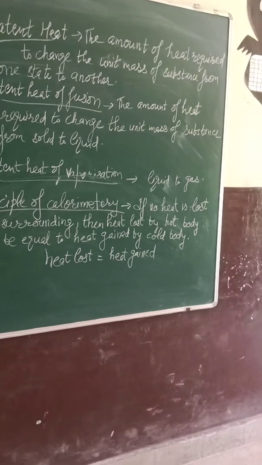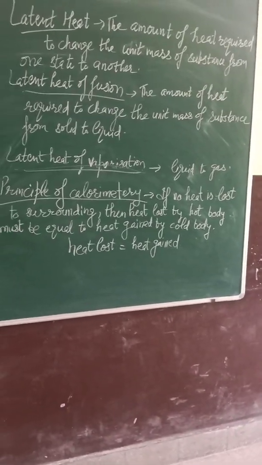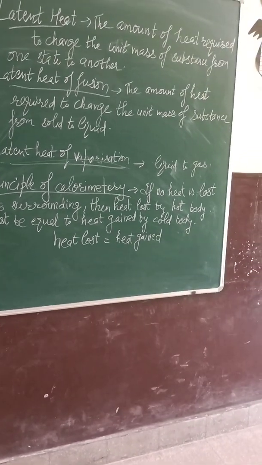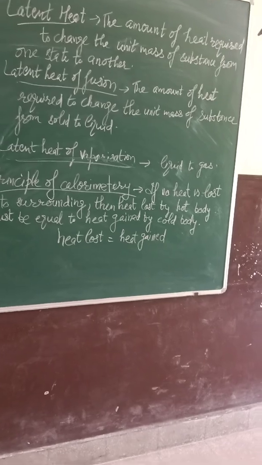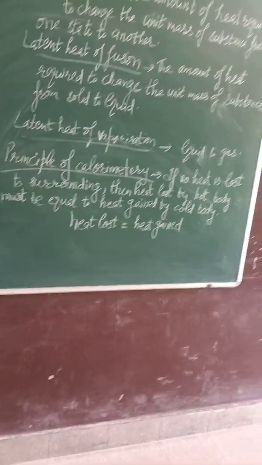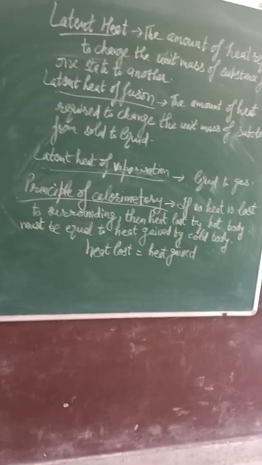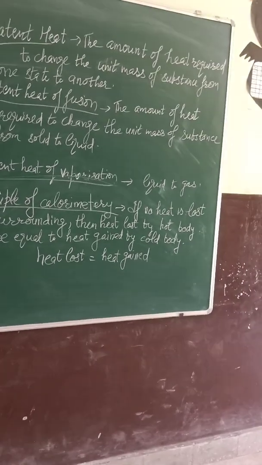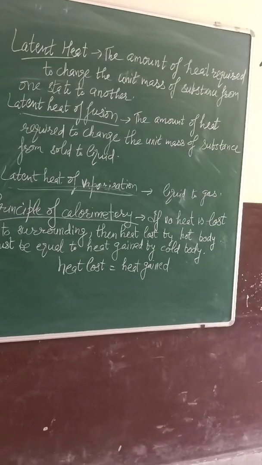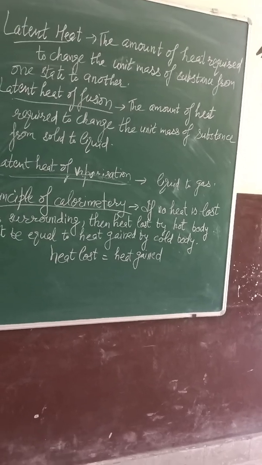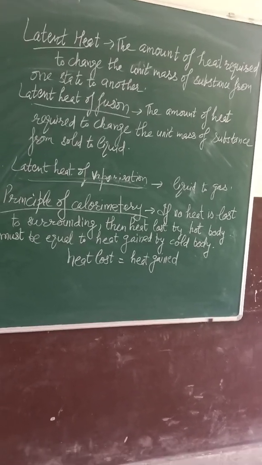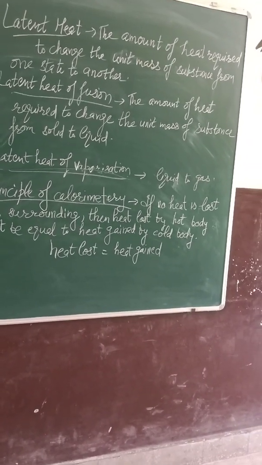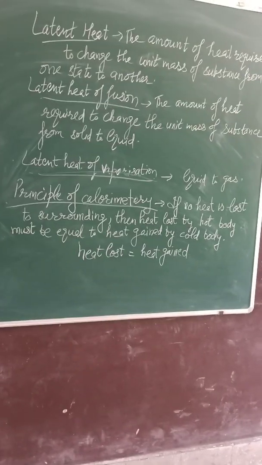Then the principle of calorimetry. A calorimeter is a cylinder, right? It is made of copper and provided with a stirrer. A stirrer is what we rotate to mix something, right? Then it is used to measure quantities by making use of the principle of mixtures. Means when we mix two things in that calorimeter cylinder, then the heat lost by the hot body must be equal to the heat gained by the cold body.